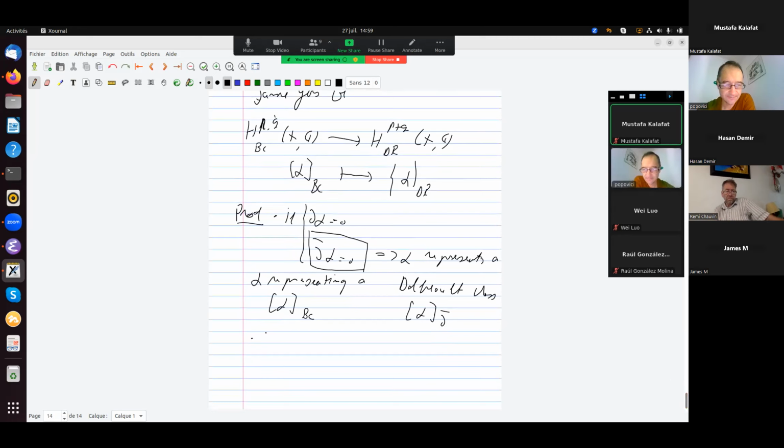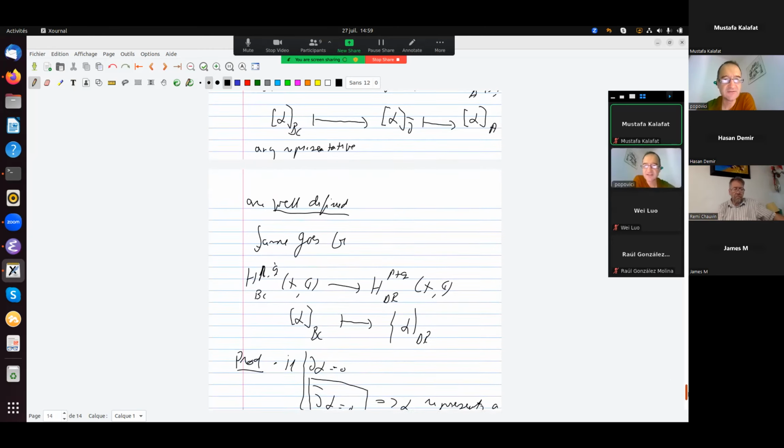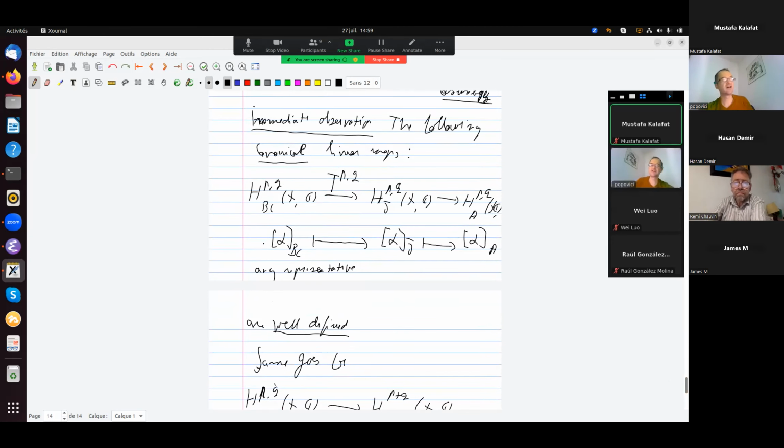Now let us check that the map TPQ is independent of the choice of a representative. So what does this mean? It means that if we represent the same Bott-Chern class by another form alpha twiddle, the Dolbeault class of alpha twiddle coincides with the Dolbeault class of the previous representative alpha.